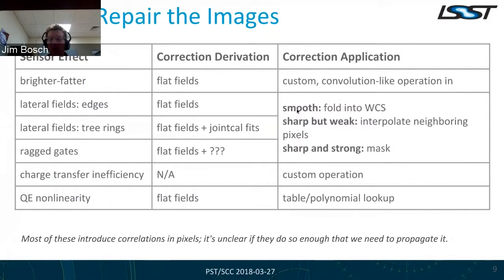If they're smooth, then we don't care that these are coming from the sensors rather than some other physical part. We're going to fold them into the WCS because they don't violate the assumption that the WCS is locally linear. If they're sharp but weak, then we can probably interpolate neighboring pixels, not in a super principled way, but because it's already a very small effect, we can do a first order correction and not worry about higher order problems. If things are both sharp and strong, then we don't have much choice but to mask out the pixels.